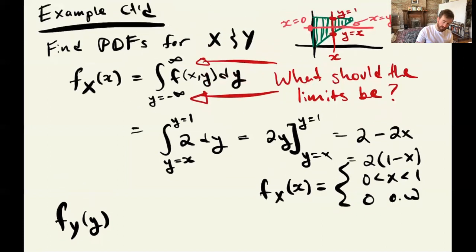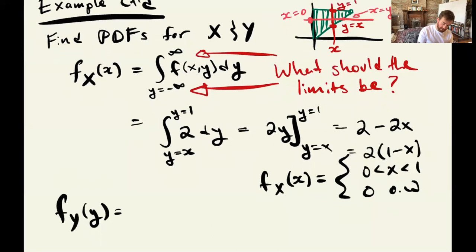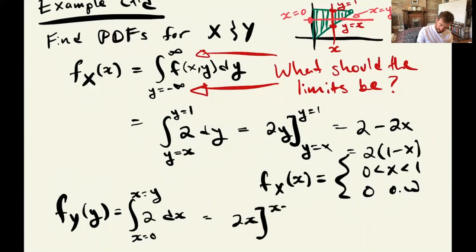So now we're in business. This ends up being the integral from x equals 0 to x equals y of 2. We're integrating out x, so this is a dx. And so we get the same sort of thing. It's 2 times x, now evaluated at x equals y and x equals 0. Now, when we plug in x equals 0, this expression is going to go away. So we just end up getting 2 times y as the value for my PDF.